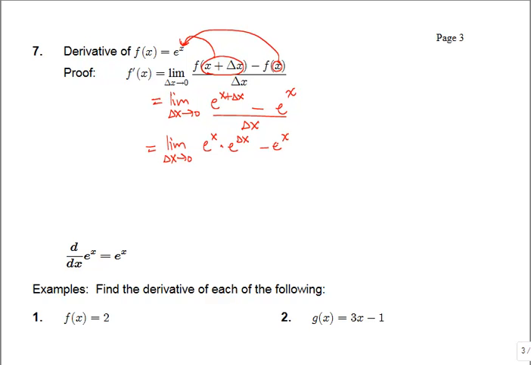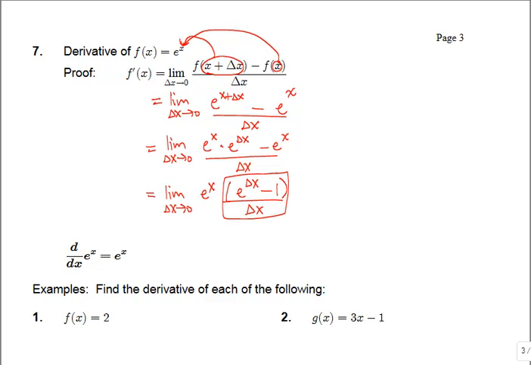Now the reason I'm rewriting it that way is because now this term has an e to the x, and so does this one. So I can factor out that e to the x, and then in parentheses, I'll have e to the delta x minus 1, and I'm going to put that delta x over that stuff in parentheses. And what we're going to do is try to figure out what this part of the limit goes to. And this actually comes from the definition of the number e.